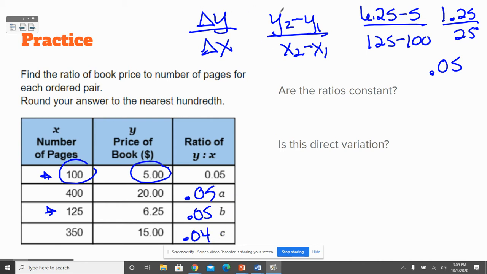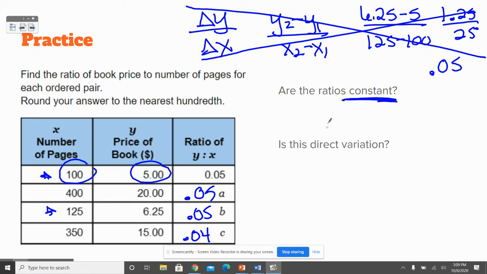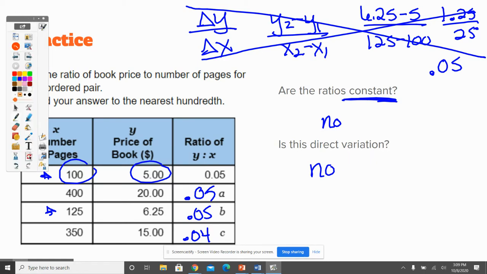Okay, so I shouldn't have even used the slope formula, which was kind of risky business of me, because this is not a constant rate of change. It's not a constant rate of change because this one messes that up. That step is a little bit different. And because of that, it's not direct variation either. Can't be direct variation if it doesn't have a constant rate of change. I do think it would go through the origin. I do think 0 pages would cost $0, but it's not direct variation because you don't have the constant rate of change.